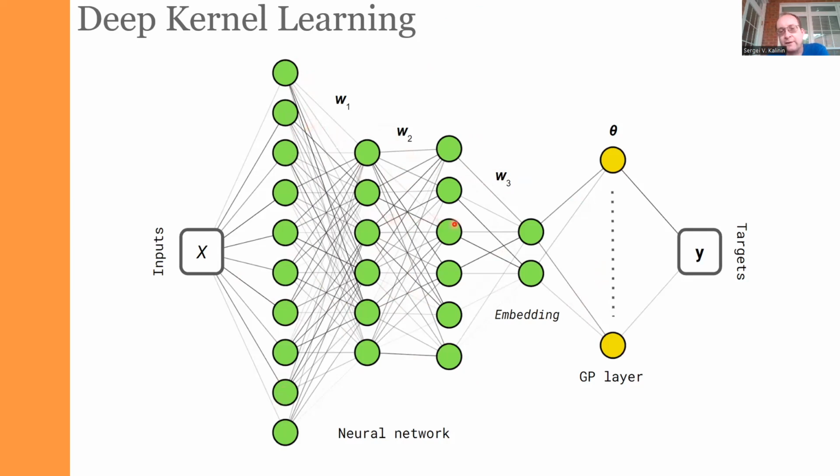You have a set of convolutional filters, or it can be fully connected layers, can be convolutional, can be a graph network, doesn't matter. So this part of the network takes your input data and compresses it down to the low dimensional latent representation. And then on top of this latent space, we have the Gaussian process that builds the relationship between the latent vector and your target function.